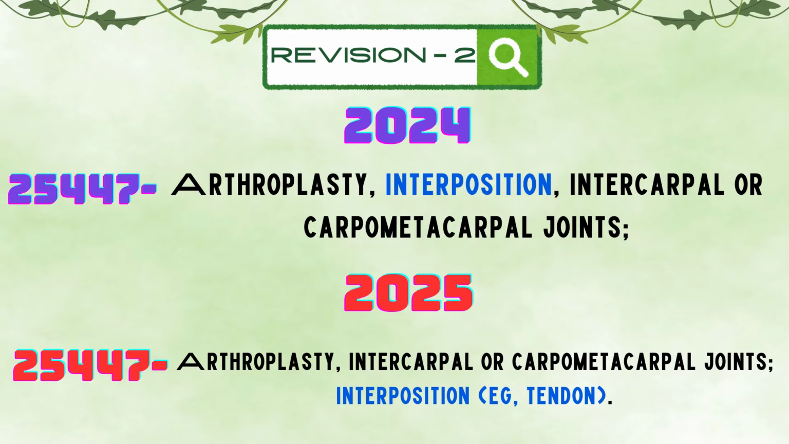Comparatively, we see that there has been again a minor change in the revised code 25447. The word interposition, which comes second, has now become the 5th word, and then there is also an addition of an exception, tendon. It is obvious that there have not been any major changes. There is just a change in a punctuation mark and sometimes a rearranging of the order of the words in the code descriptor. Now let's move on to the new code for the year 2025 in the MSK.